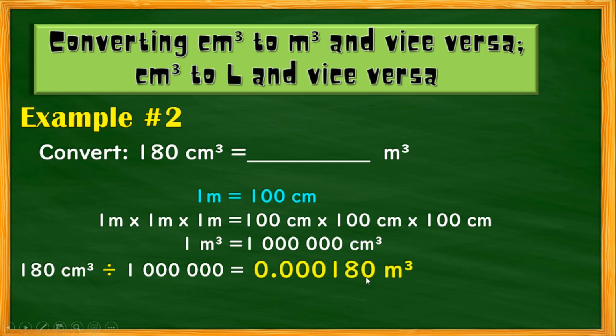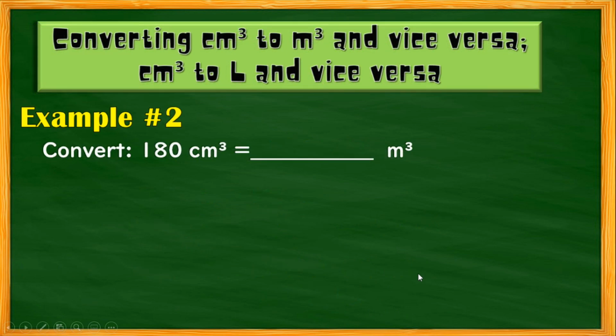0.000180, or remove the 0 to the right of 8. So the answer is 0.00018 cubic meters. So the other way around to solve this one is using the number line again.